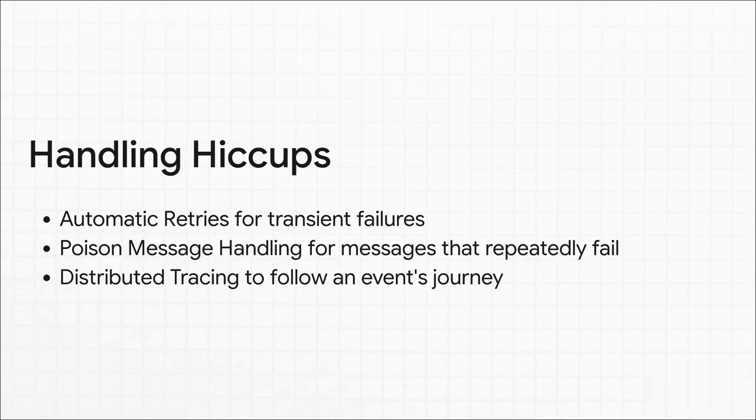Of course, in the real world, things break. What happens if a database is down for a minute? Well, Azure services have automatic retries built right in. And what about a message that's just bad? It's malformed, and it's always going to fail. To stop it from gumming up the works, it gets moved to what's called a poison message queue for someone to look at later.